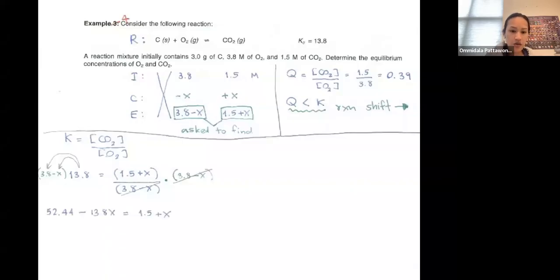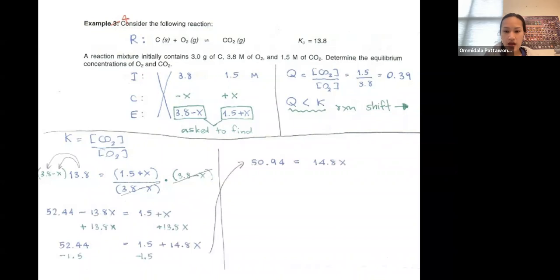The next step is to move x to be on the same side. So I'm going to add 13.8x to both sides. And then the next step would be moving the number to the same side as well. So you are going to get this, and then you are going to divide both sides by 14.8 to get x.